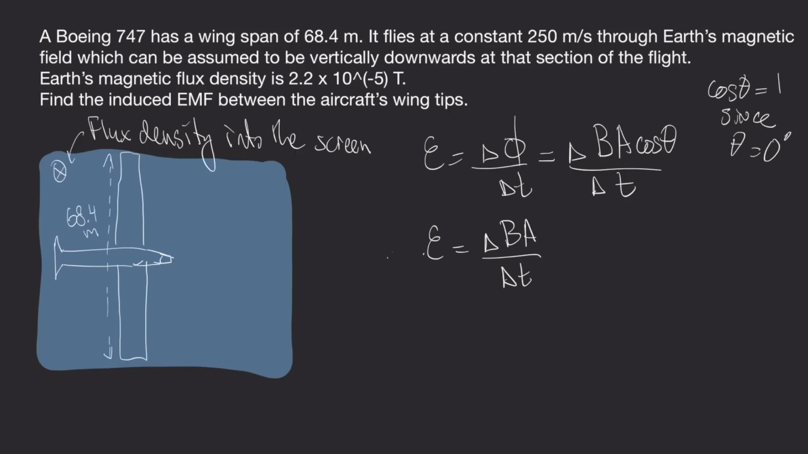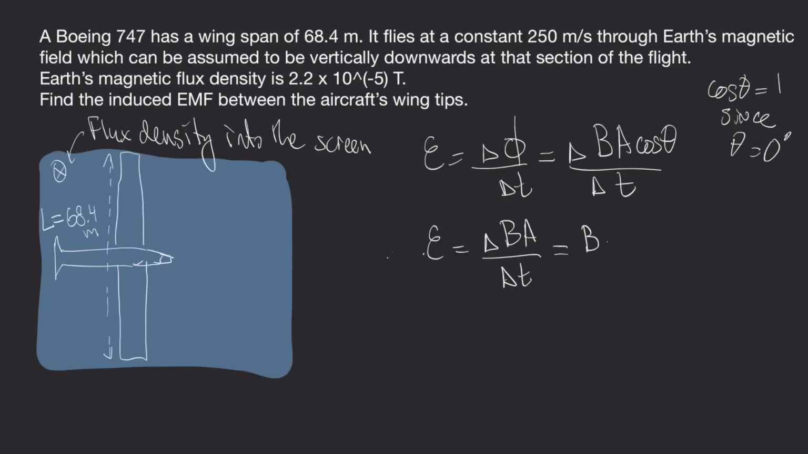Okay, well, let's think what's actually changing. The field is uniform in this case, so we can take it sort of outside of the change. How is the area that cuts through the field actually changing? The wingspan of 68.4 meters remains absolutely the same. Because we're going to derive a general equation, I am just going to call this a variable L.